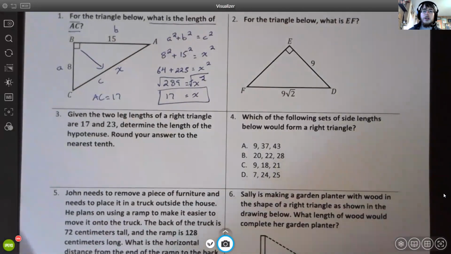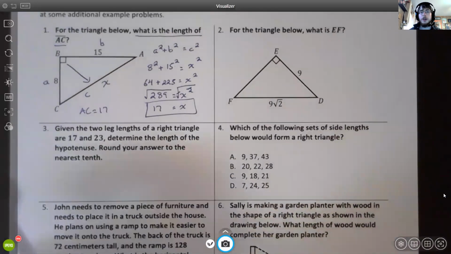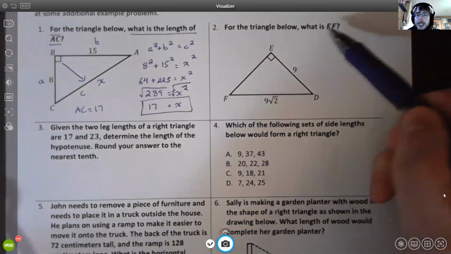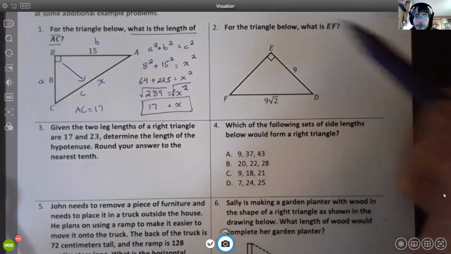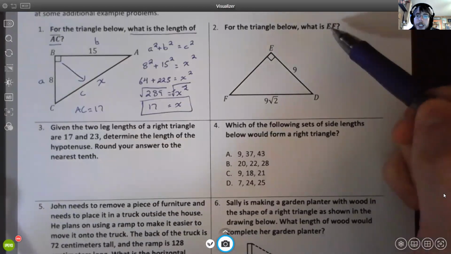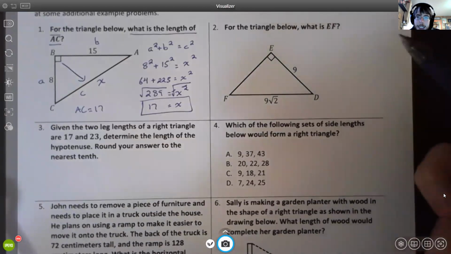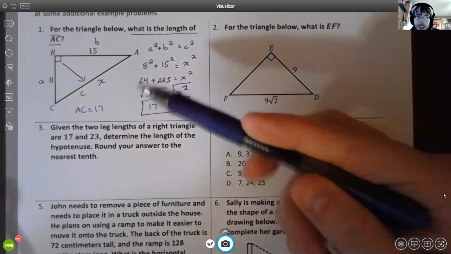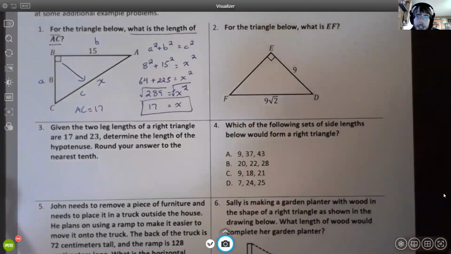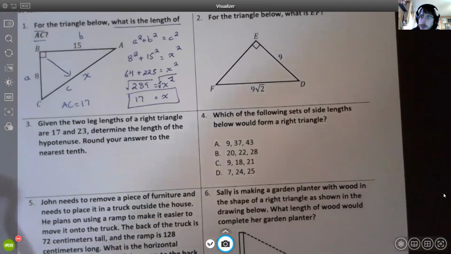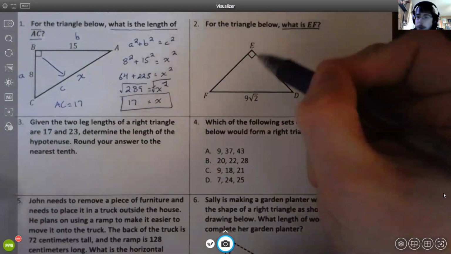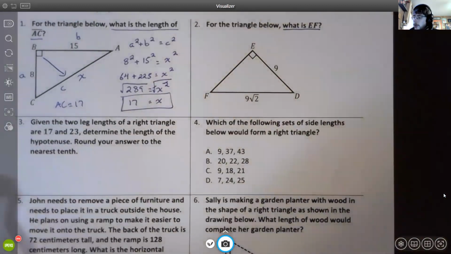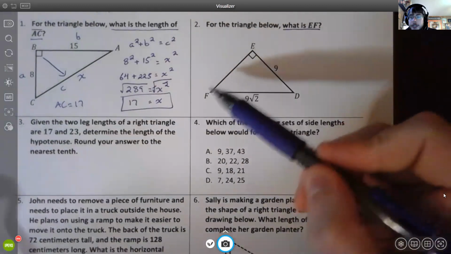So number 2, it says for the triangle below, what is EF? Now here's the thing, whenever it says what is and then you see a line segment without the bar over it, this stands for the length of whatever the line segment's name is. So this is the same thing it's asking, just worded a little bit differently. Okay, so we say, what is EF? If we look for EF on this triangle, we see that EF does not have anything on it.